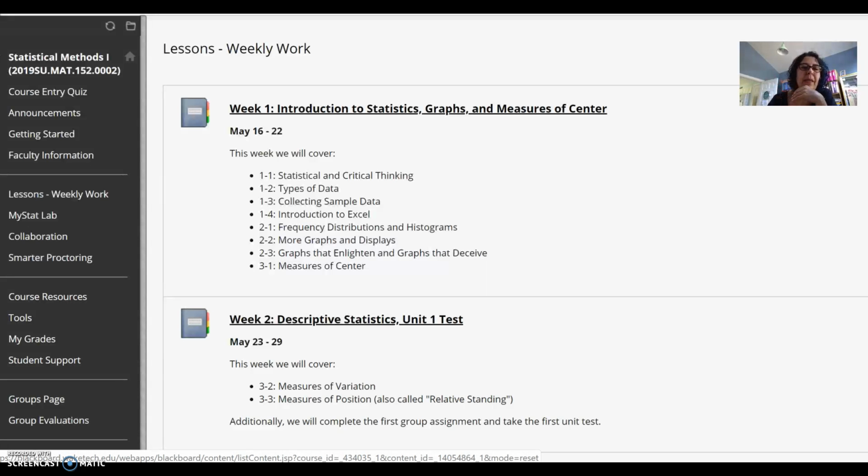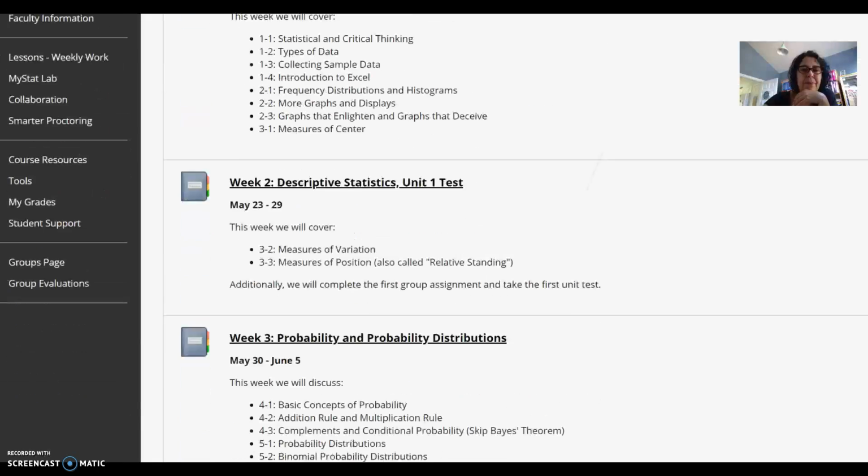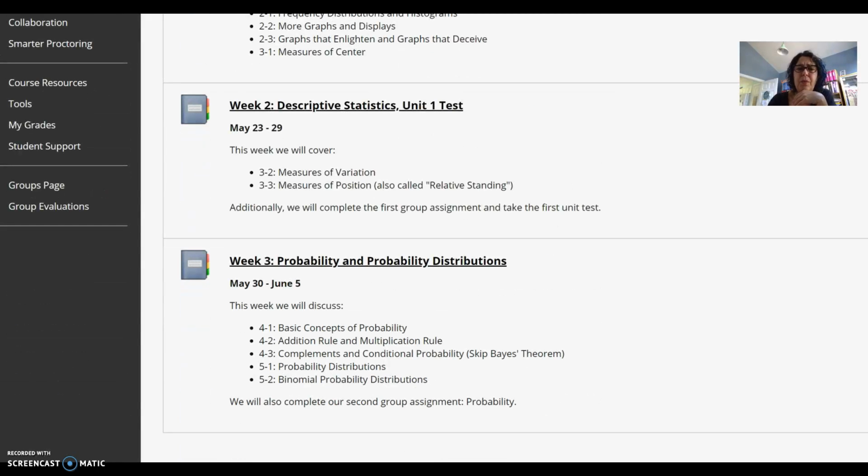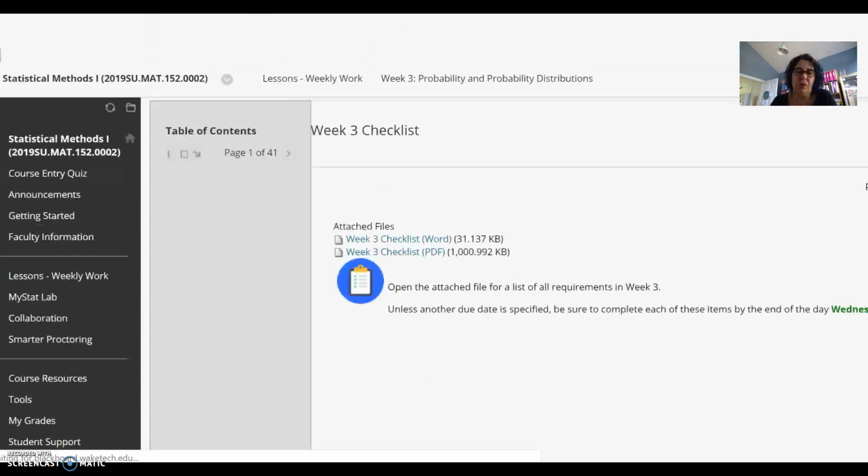So I'm going to go ahead and look at the first half of unit two. What are we going to see? So this is my student view. This is what you should be seeing, I hope. As you see, week 3 is starting with probability and probability distributions.